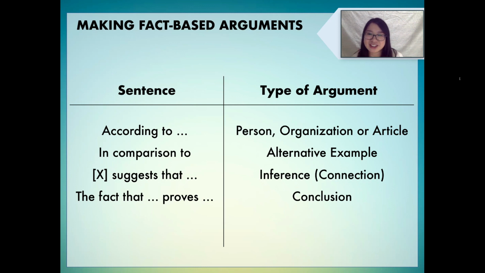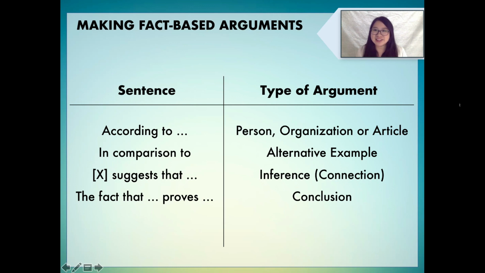Next, "something suggests that." This is when we make an inference or a connection between two ideas. Finally, we have the sentence, "the fact that proves something else." We use this sentence to make a conclusion about our ideas. For example, the fact that the Amazon rainforest is getting burned at increasing rates proves that our meat consumption is causing a lot of damage to the environment. Here we're using a fact to prove a conclusion, and we're going to put it together in one sentence.